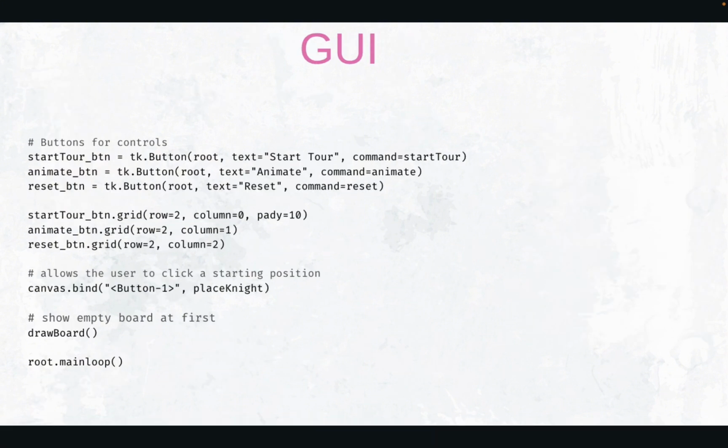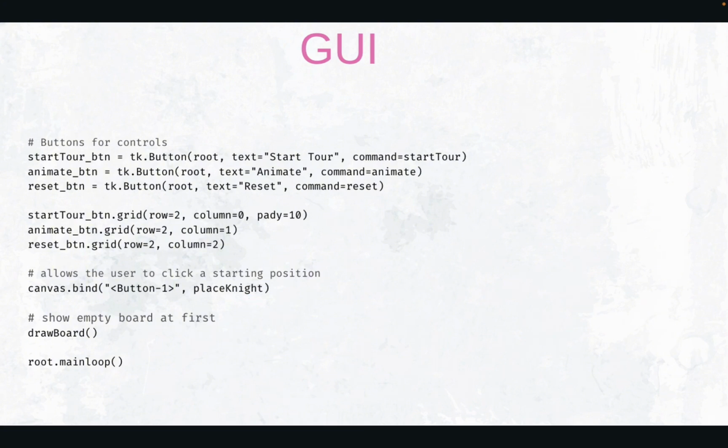The last part of our GUI setup is for the buttons Start Tour, Animate, and Reset. Each of them is linked to a specific function. For example, Start Tour will call the Start Tour function, Animate will trigger the Animate function, and Reset will run the Reset function. And here we locate each of those buttons using .grid. Here we use canvas.bind Button-1 to place the knight, and it also calls the place knight function.